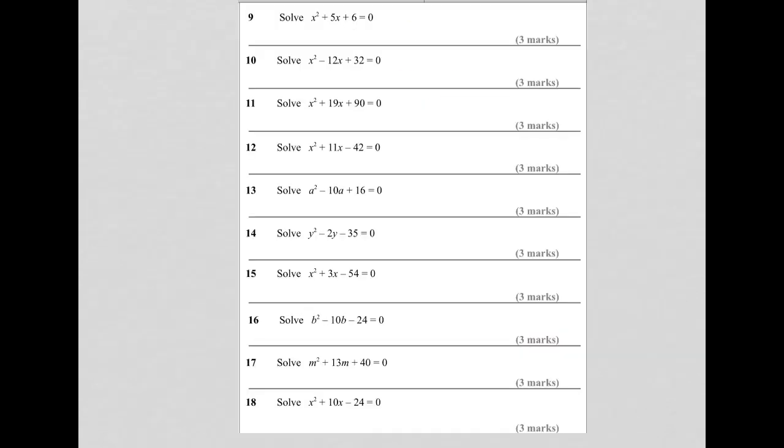Give yourself some time to answer these questions. Make sure that you are paying attention to which variable they're using, whether it be x or m or y. And remember that because you are solving, you actually have to make each bracket equal to 0 in that final step. Again, this is coming from Maths Genie. So pause now and then carry on with the video when you are ready to mark the work.